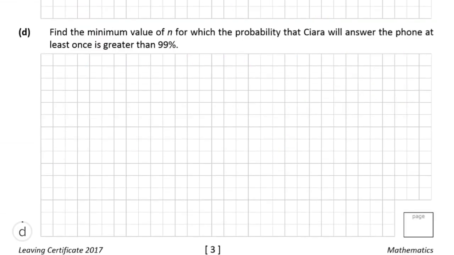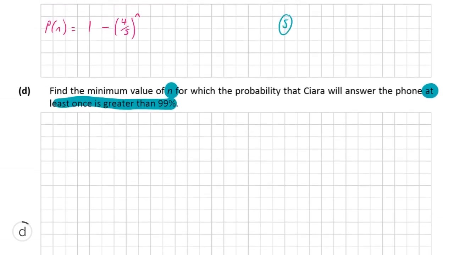So for part D, we're asked to find the minimum value of n for which the probability that Kira will answer the phone at least once is greater than 99%. So we're obviously going to be using what we have in part C. As we've figured out, this is the probability that Kira will answer the phone at least once on the nth day. So we're just going to allow this to be greater than 0.99. And now we're just going to solve for n.